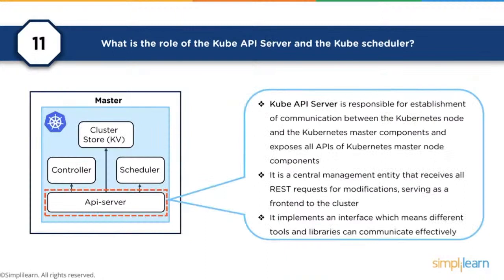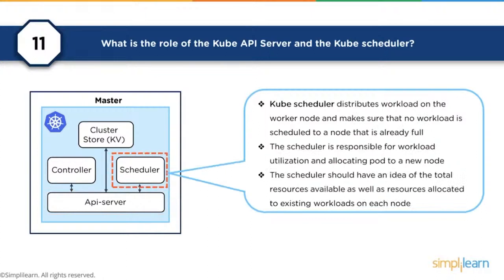What is the role of the Kube API server and the Kube scheduler? The Kube API server is responsible for the establishment of communication between the Kubernetes nodes and the master components, and it does this through APIs. The APIs themselves are all REST-based commands, and it implements an interface, which means different tools and libraries can communicate effectively with each other. The Kube scheduler does the distribution of work across the entire infrastructure, so the actual YAML scripts that you've written are executed appropriately at the right time.